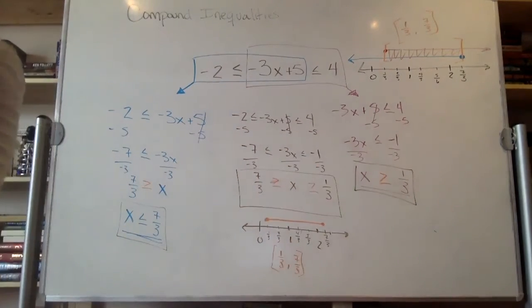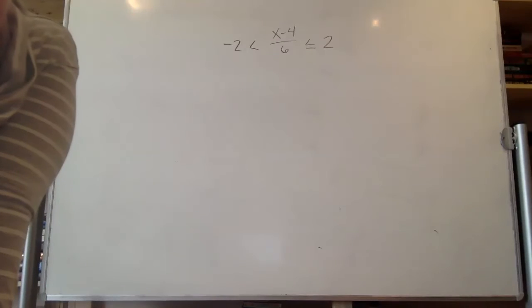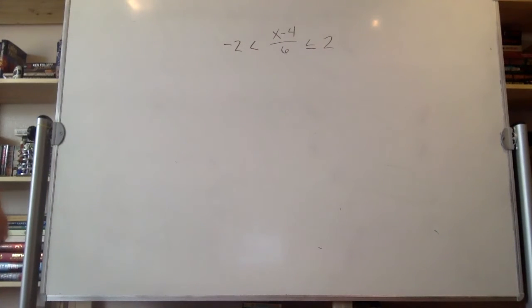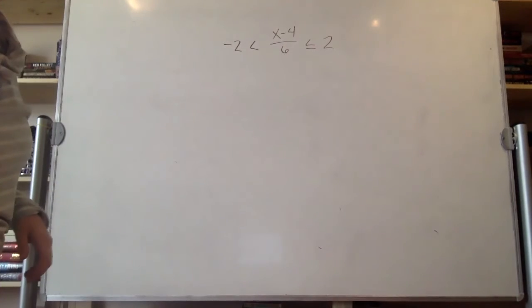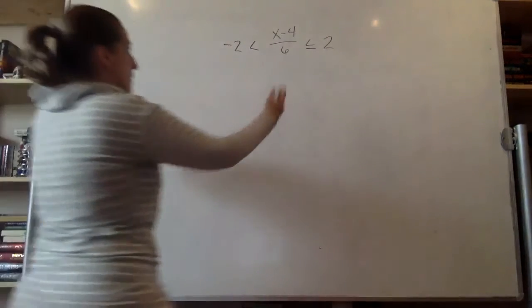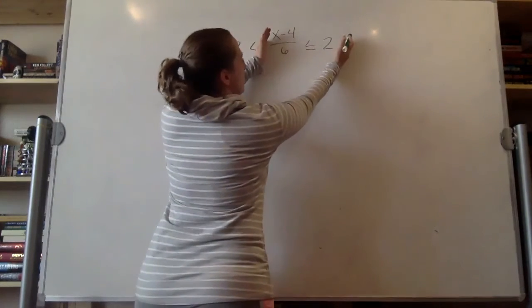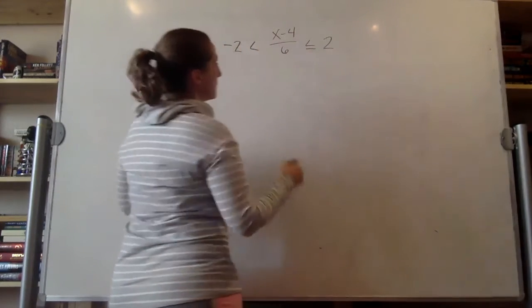Let's look at another example. All right, here's another example. Now let's try and solve this one all at once. Okay, so I'm going to try and solve this by solving the two inequalities. This guy, -2 is less than or equal to x minus 4 divided by 6. And this guy, x minus 4 divided by 6 is less than or equal to 2 at the same time.